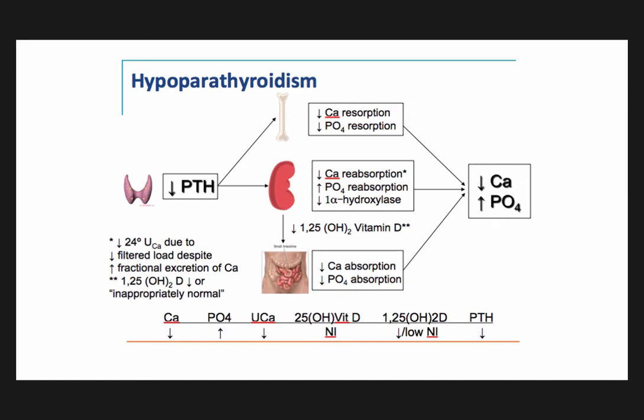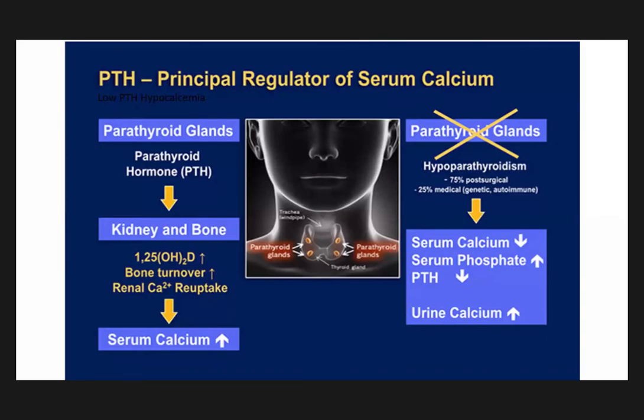Look at the right part of the screen. Everything finally will provoke a decrease of calcium and an increase of phosphorus level in the blood. Parathyroid gland: from the left side, you see normal regulation. Once again, parathyroid hormone, kidney, bone regulation. No parathyroid hormone, no regulation, no elevation of calcium.